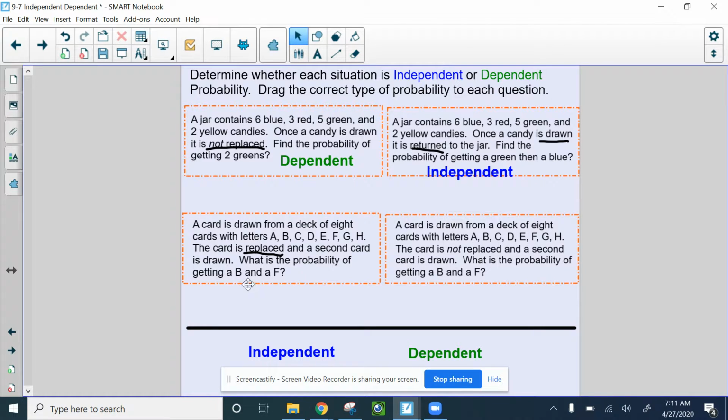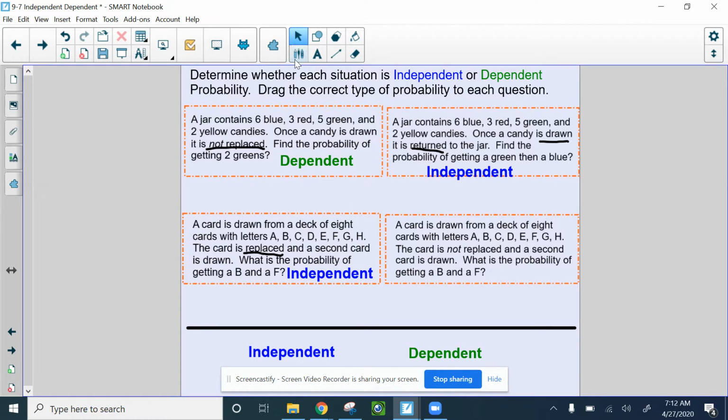So if I have 8 cards, my probability would first be 1 out of 8 of getting a B. Since I put the card back, getting an F is 1 out of 8. It was not affected by what I got the first time. So since they didn't affect each other, that would be considered independent probability.